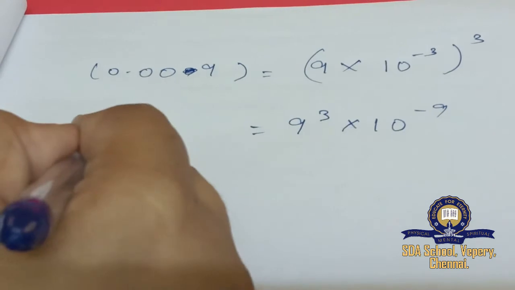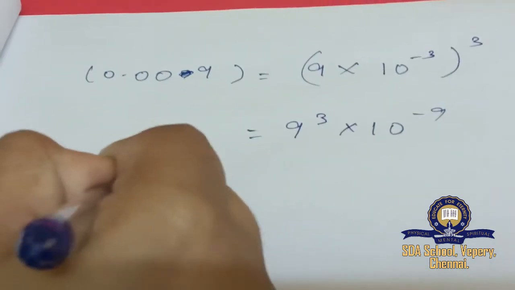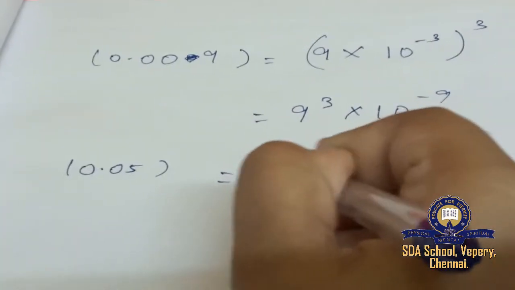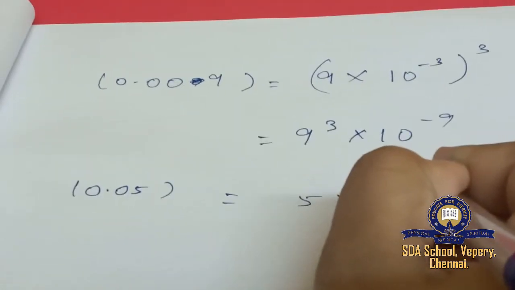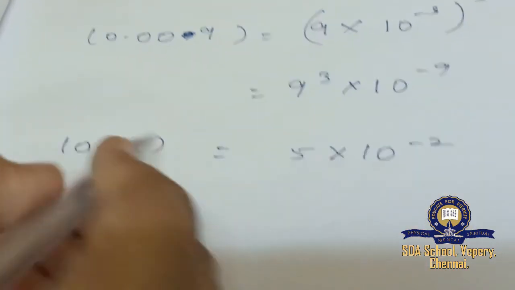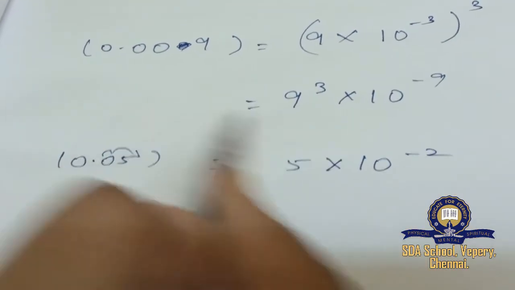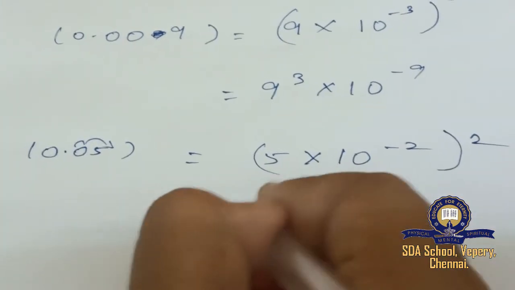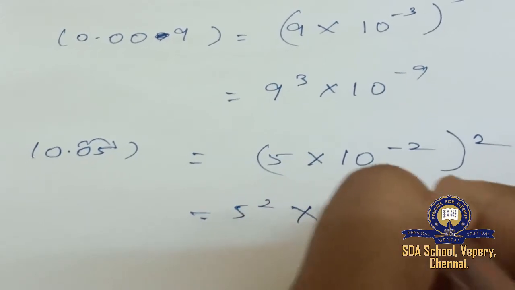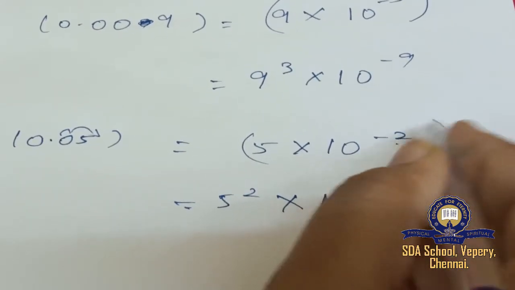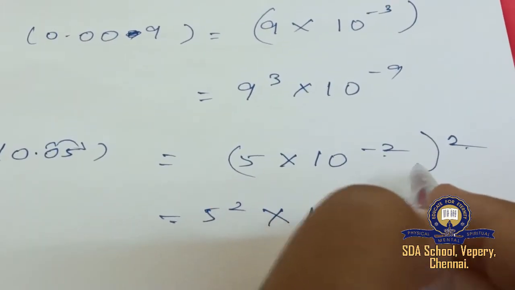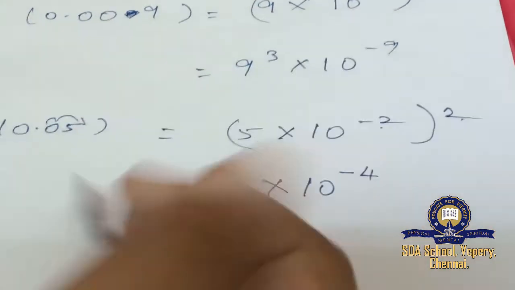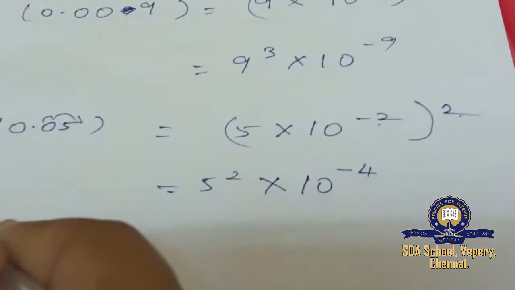Okay. Next, what do I have? I have 0.05 given to me. It will become 5 into 10 power what? Minus 2, right? 2 decimal places. That's why. Then the whole square I have. It will become 5 square into 10 power minus 4, because minus 2 into 2 will give me minus 4. Till here I have got. Now I'll write it back in the question.